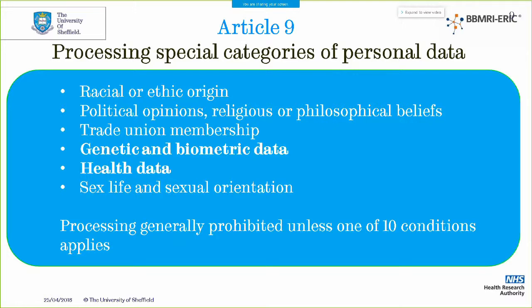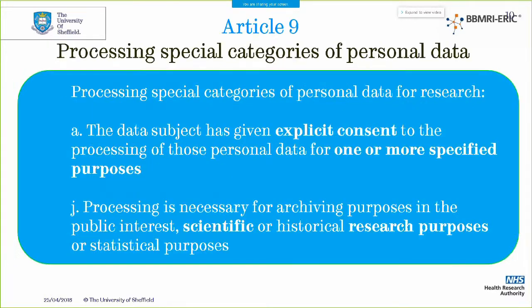And what Article 9 does, generally, is prohibit the processing of this type of data, the special categories of personal data, unless one of 10 conditions applies. So we can see here that genetic and biometric data and health data both fall within special categories of personal data. Now, I haven't listed all of the 10 conditions here. I've particularly focused on 2 conditions that I think are important in the context of processing data for the purposes of scientific research.